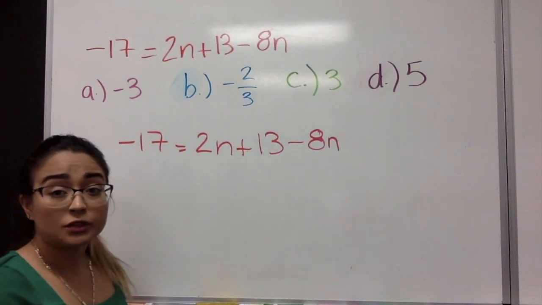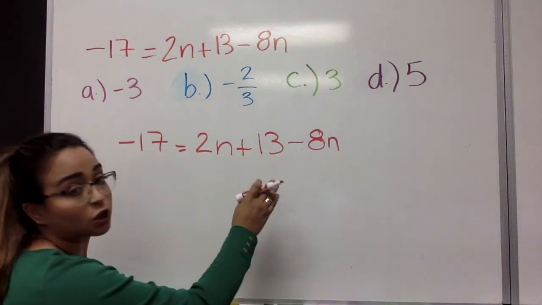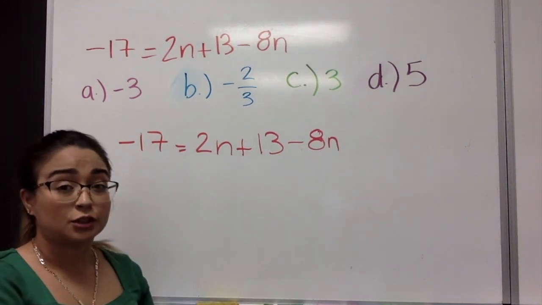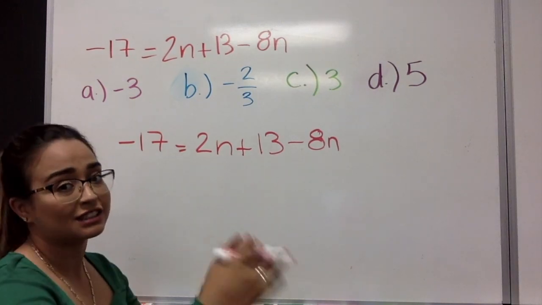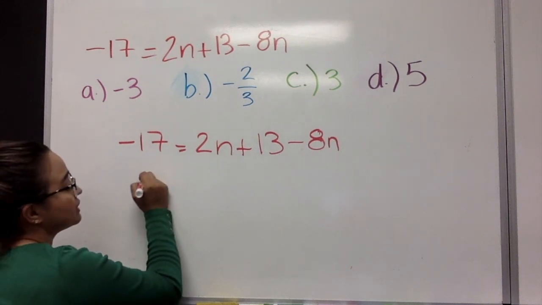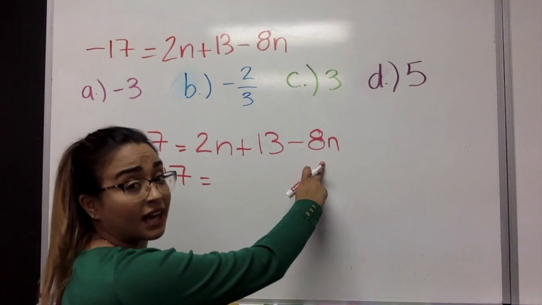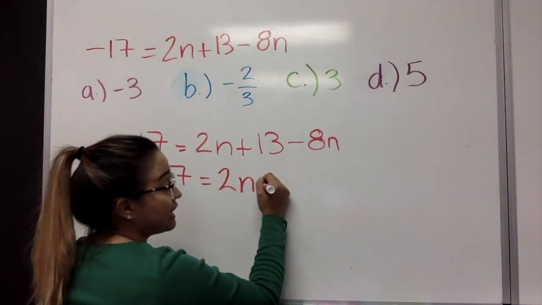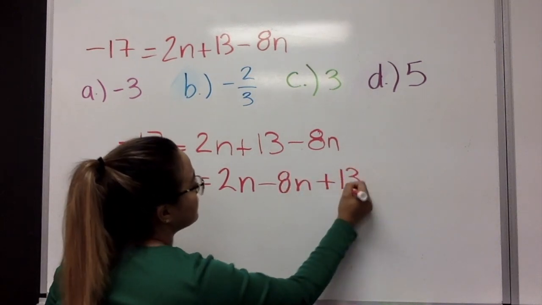Again, we're going to be using the commutative property, which is to change the order of it so it can be in an order where we can combine like terms easier. So we're pretty much just putting it in an order where things that are similar are in the same area, kind of. So let's go. Negative 17 equals, we have 2n, we have negative 8n. Let's put those near each other. It's a negative 8, so it's going to be minus 8n and then plus 13.